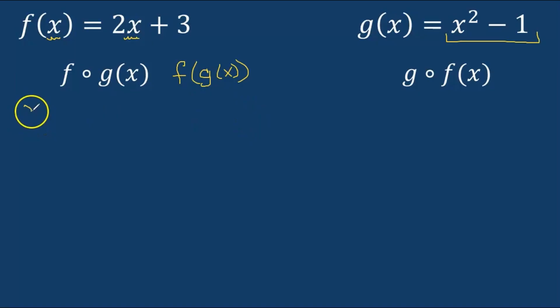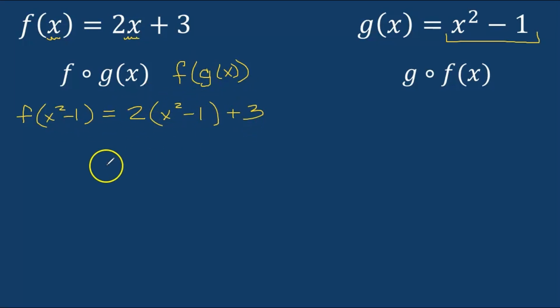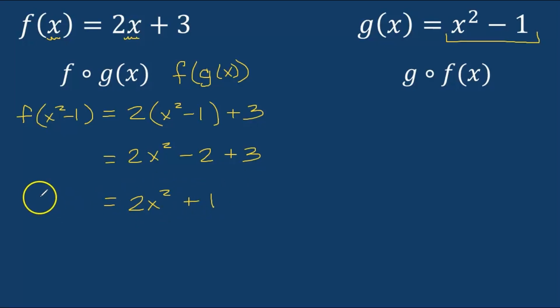So we're going to start off by copying our function down, and everywhere there's an x, we're going to leave a good gap in the parentheses, as if we put parentheses around the x itself, just like this. Then we're going to get rid of that x, and we're going to put the entire function of g inside. So this is f of x squared minus 1, or f of g of x. And so we're going to put x squared minus 1 into each example. That's going to give us 2 times x squared minus 2 plus 3. And when we simplify that, we're going to get 2x squared plus 1. And we're done. And this is considered f of g of x.